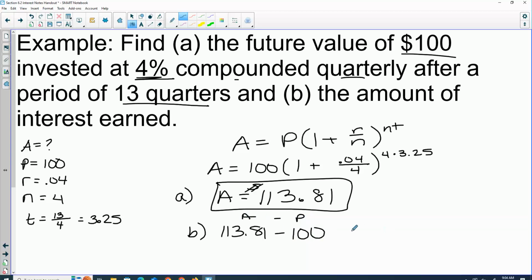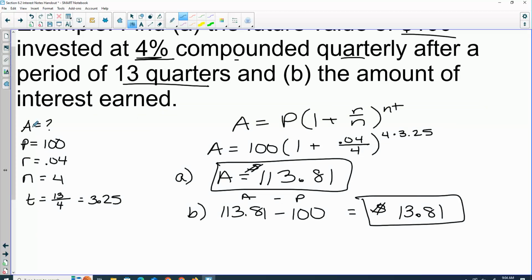Couldn't you just take 100 times 0.04 for your interest too? That would be simple interest, not compound. Oh, okay. So we get $13.81 interest. The difference being that after the first term, the first quarter, you get to earn interest on that extra. So compound interest accrues faster.